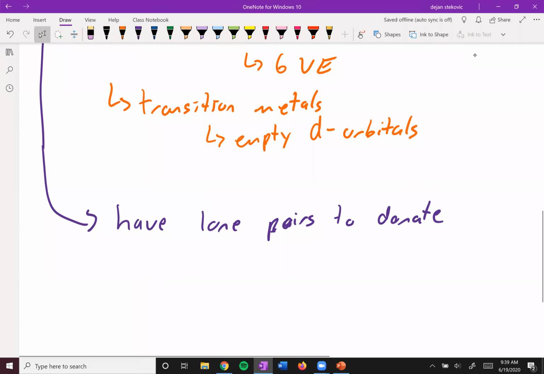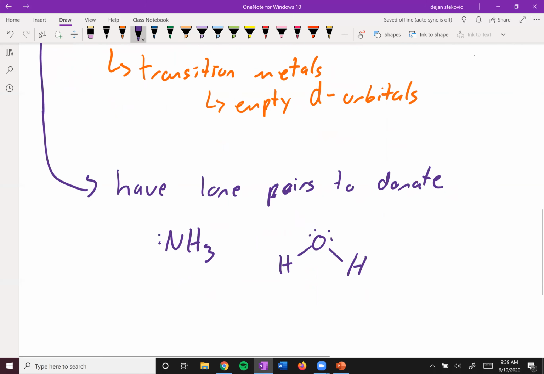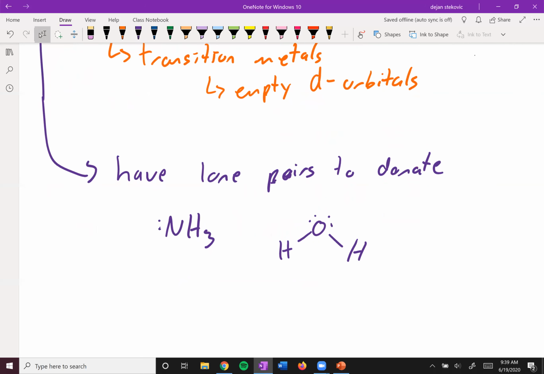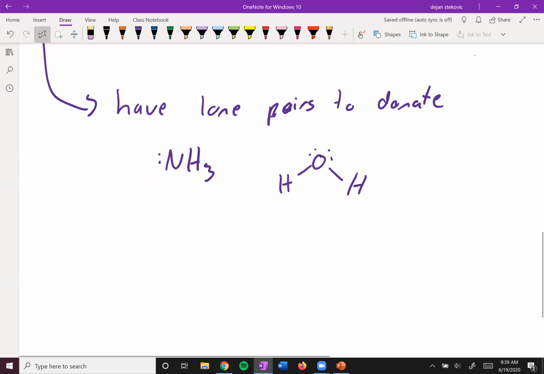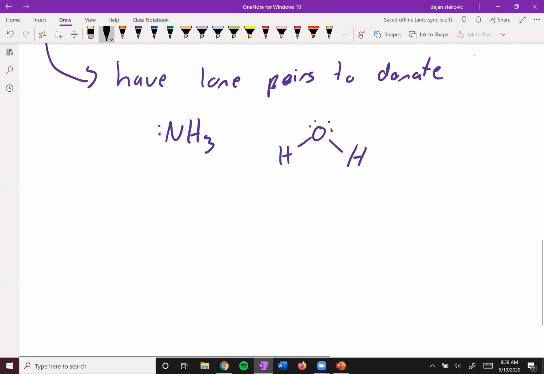So the most common examples are ammonia, NH3, right? That's got a lone pair. And then water, that's also got a lone pair. So think previously we saw an aluminum coordinated to 6 waters. That's a Lewis acid base reaction. Probably the most common Lewis acid base reaction is between ammonia and BH3.